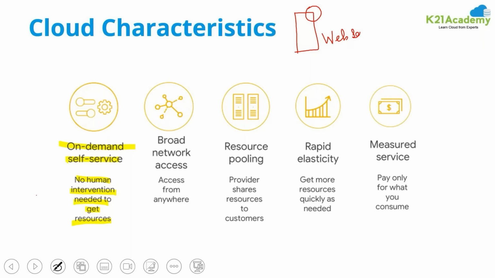I will just click, select, add to cart, and I'm done. Just like doing online shopping, I'm purchasing servers. Isn't it great? And those servers will not be delivered at my office. They will be in the data centers of Amazon, and I will be using them over the internet. And I can use it from anywhere. It has such broad network access ability.